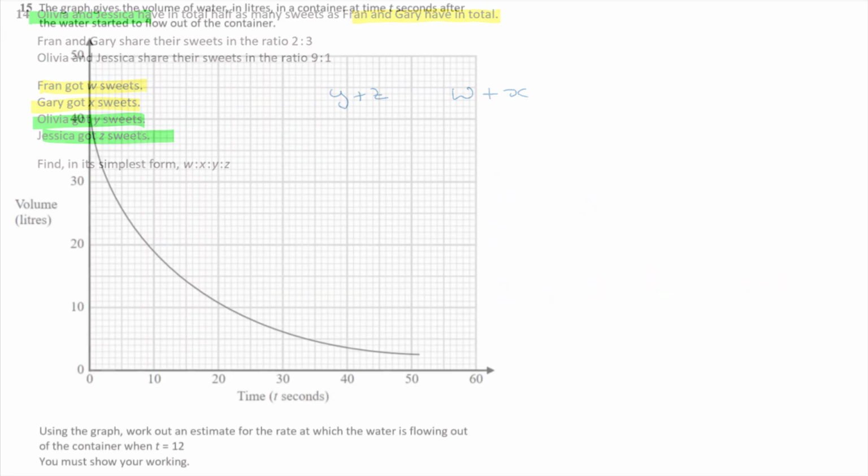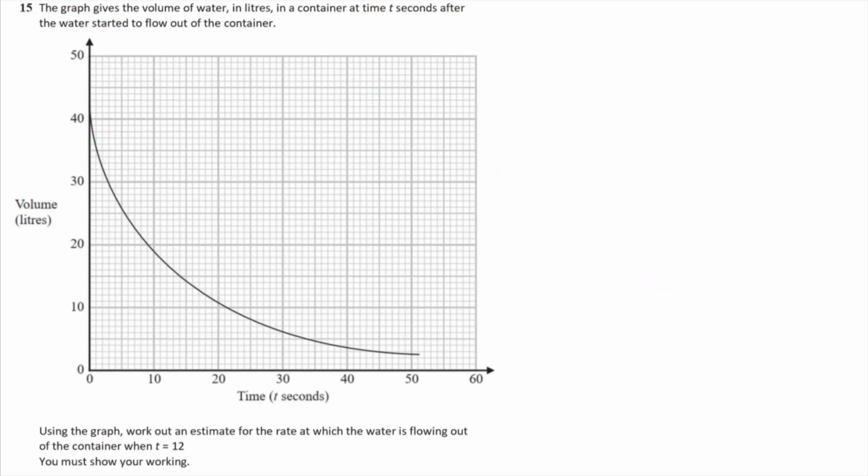Okay. Question 15. The graph gives the volume of water in litres in a container at time t seconds after the water started to flow out of the container. So you can see the volume in litres is slowly decreasing over time. Okay, so the water is flowing out of the container. The rate at which it's flowing down, it starts off quite quick and then it's slowing down, isn't it?